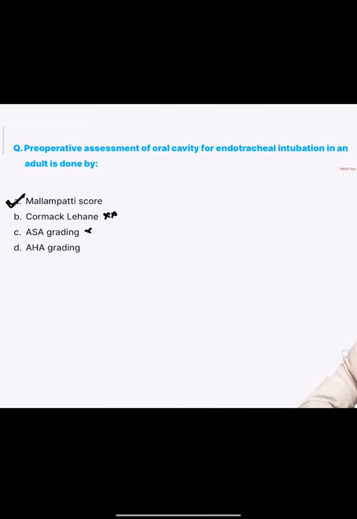Okay. ASA grading is not regarding endotracheal intubation. ASA grading purely depends upon whether the patient is suffering with some systemic illness or not. It does not give any clue for airway. Okay. AHA is again not that case. AHA is related to American Heart Association and all.